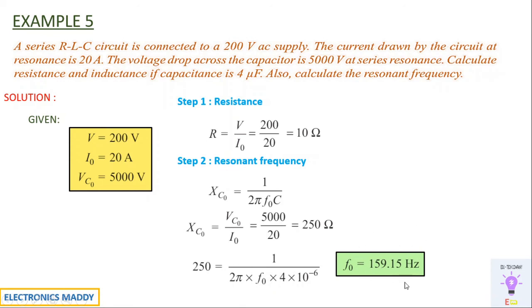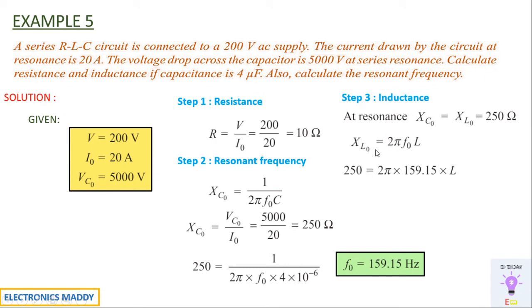So once we have found the resonant frequency, inductance can be found easily, isn't it? How do we find that? We know at resonance Xc naught is equal to XL naught. So we'll take XL naught to be equal to 250 ohms. XL is equal to 2 pi f L. So based on that, XL naught is equal to 2 pi f naught into L. Now substitute the values of all of these and you can find the value of L, and L will be equal to 0.25 Henry. So this is how we solve problems related to series RLC resonance circuits.